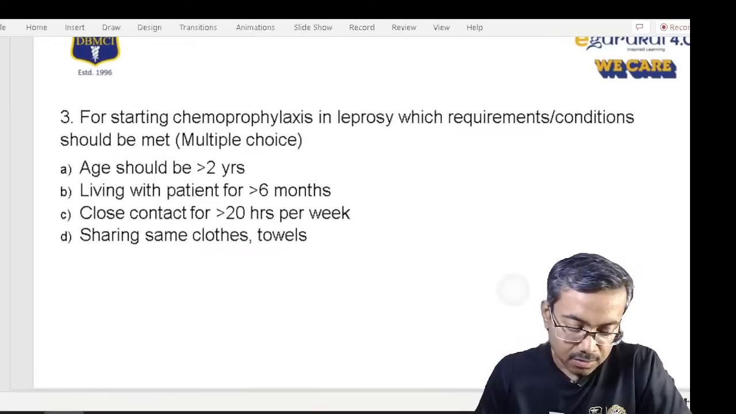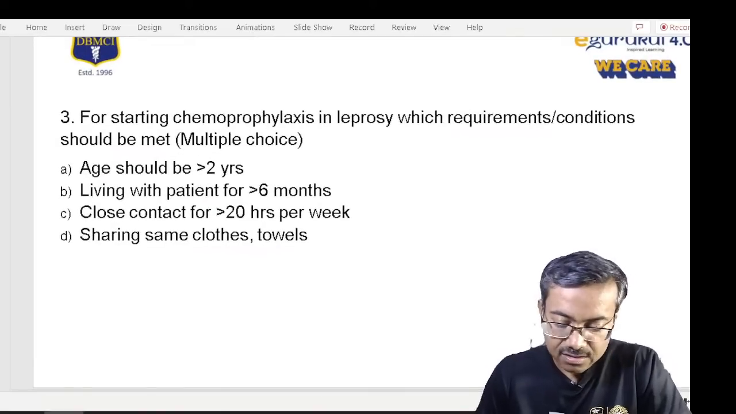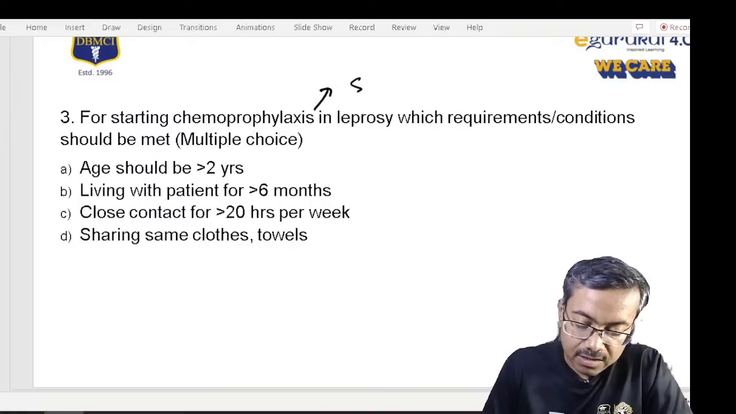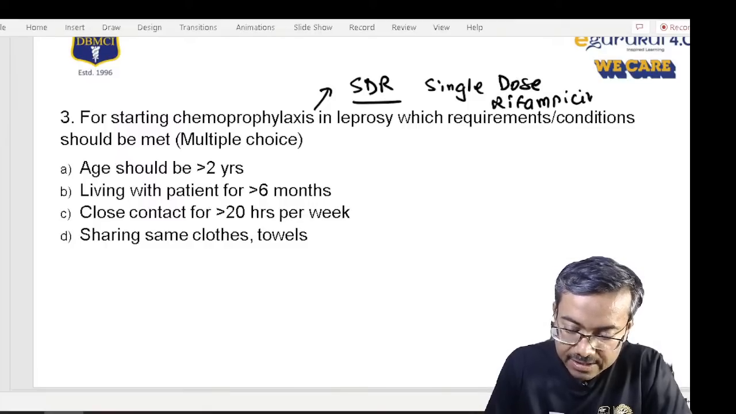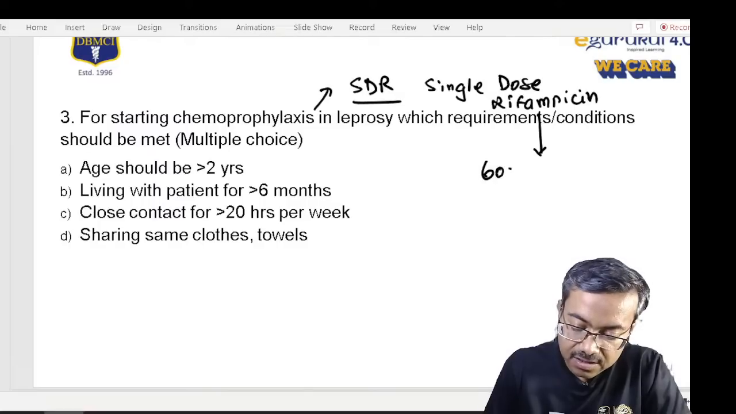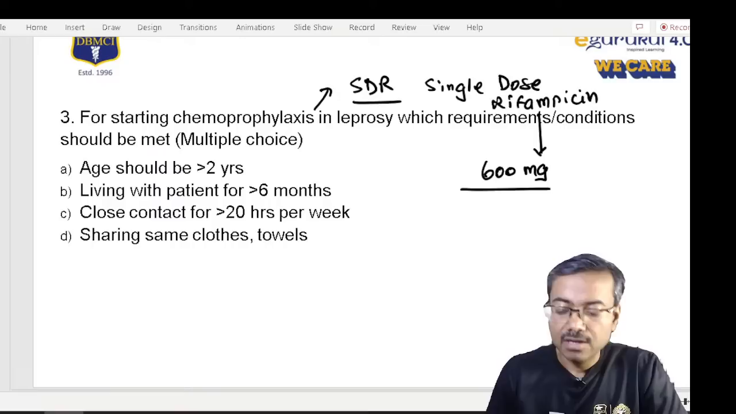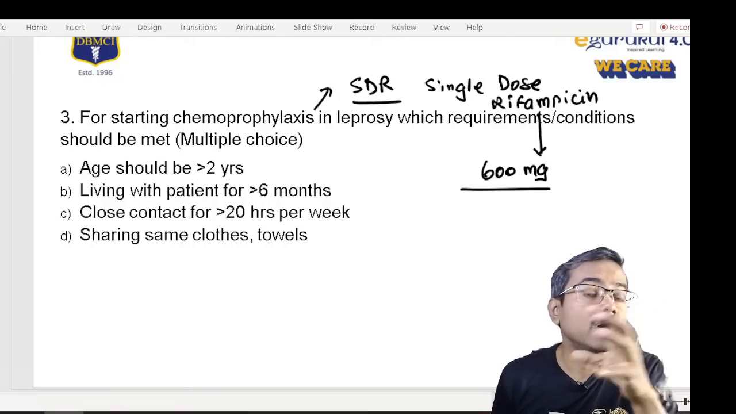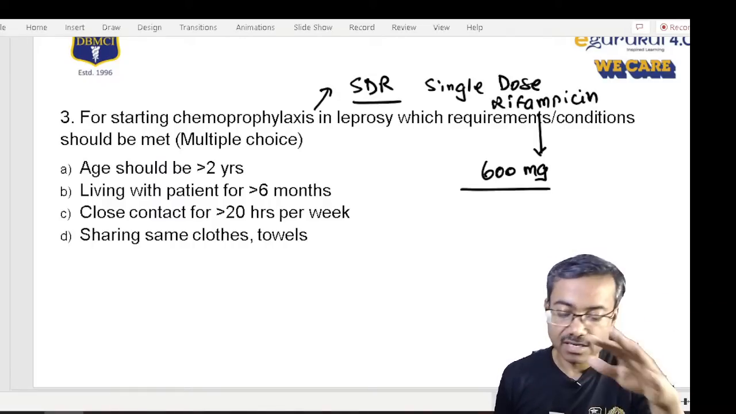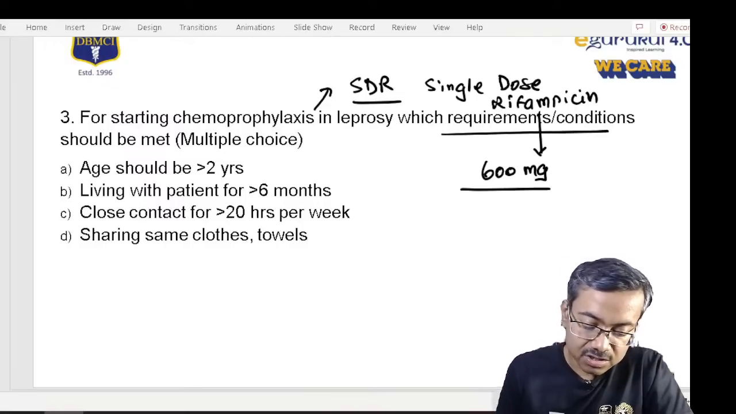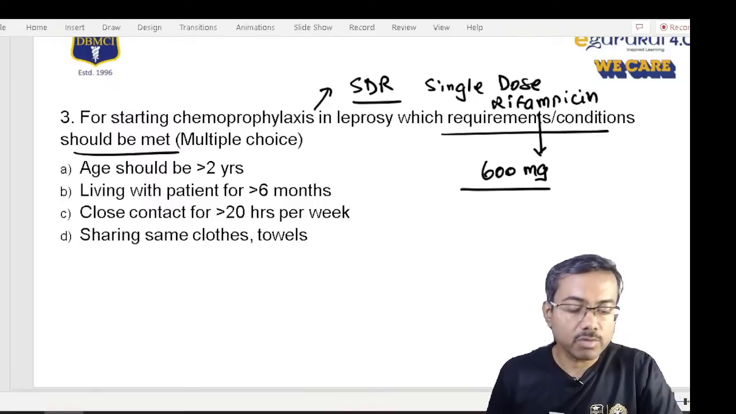Now, for starting chemoprophylaxis in leprosy, what is chemoprophylaxis? We call it SDR, which is nothing but single dose rifampicin, 600 milligram single dose. That is called leprosy contact treatment. So if I have leprosy in the family, other people should get SDR. Now which condition should be met? This was an unusual question actually.